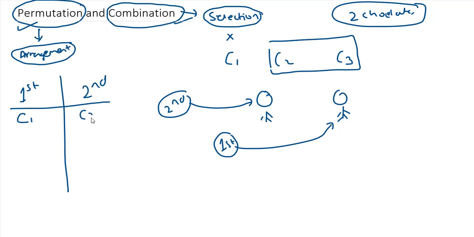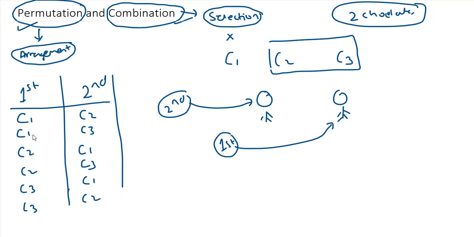So if you selected C2, you will eat C2. Likewise, you can also select C3 as your second option. So in this way, you can select two chocolates. There is another way in which you can select. Your first chocolate can be C2, your second chocolate can be C1, or first can be C2, second can be C3. Similarly, your first chocolate can be C3, second can be C1 or C2. In this case, as you have noticed, the order in which you are going to select these chocolates is important.